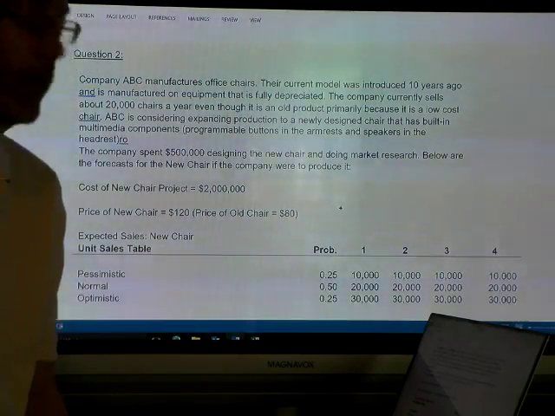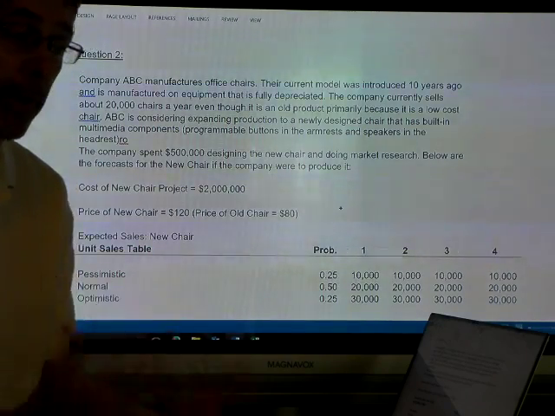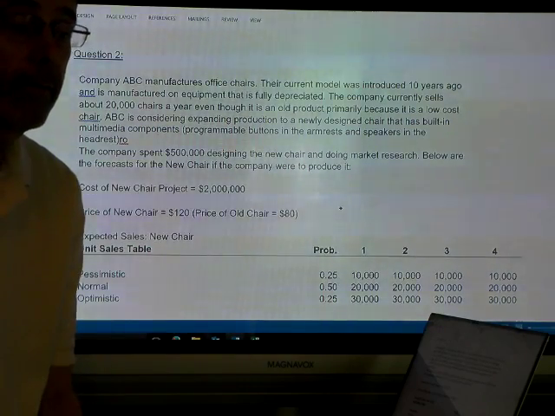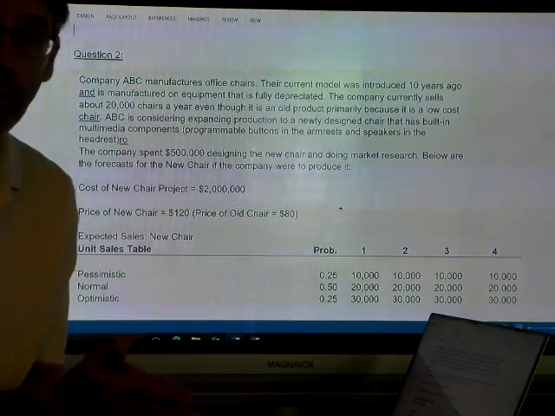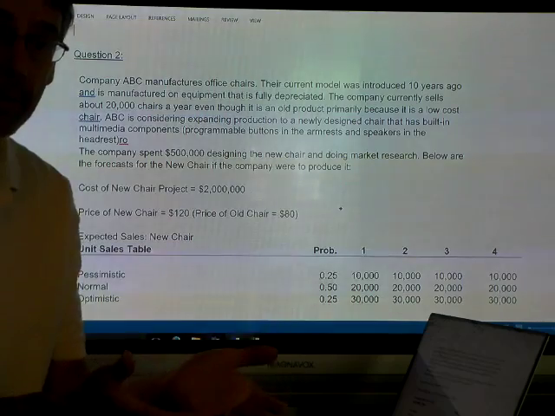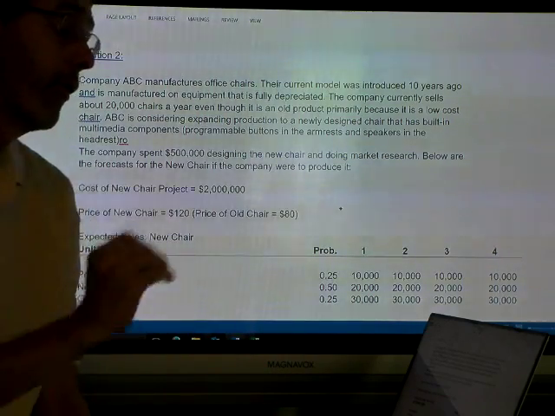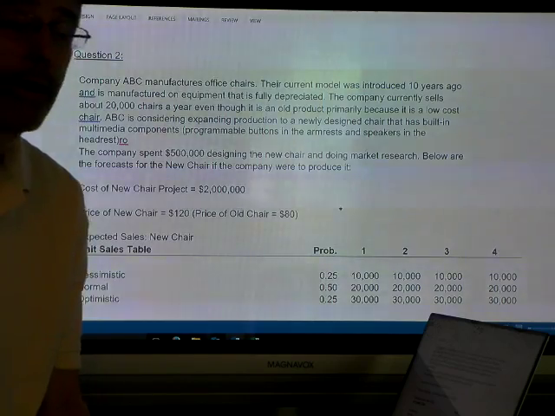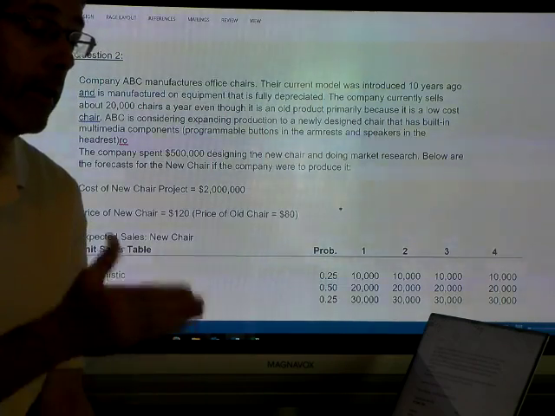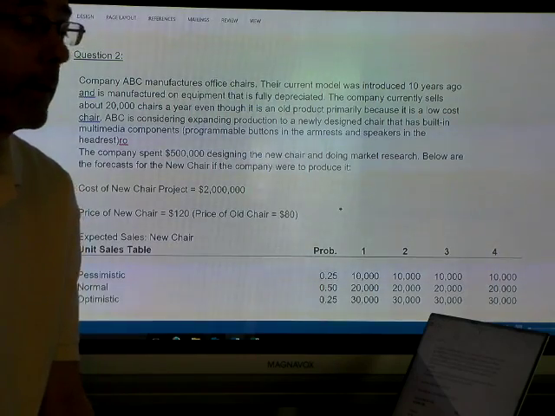So I want to walk you through this because it's pretty straightforward. It again just goes through the basic techniques of breaking the cash flows into the 3 categories, which is the investing category, the initial investment, as adjusted for salvage value. We also have a working capital piece because we have money tied up in inventory, accounts receivable, accounts payable.